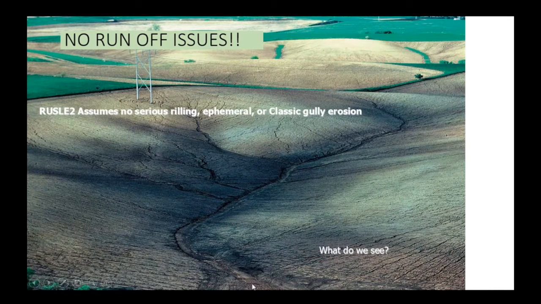Now, one of the things with ephemeral, we expect it to occur for the most part in the same place every year, year after year after year. And usually what can happen with ephemeral erosion is that it can be covered up. But the following crop year, it will occur again, more than likely. In terms of classic gully erosions, typically the farmer can't just close it with tillage tools. So some additional steps may be needed to solve that resource problem.